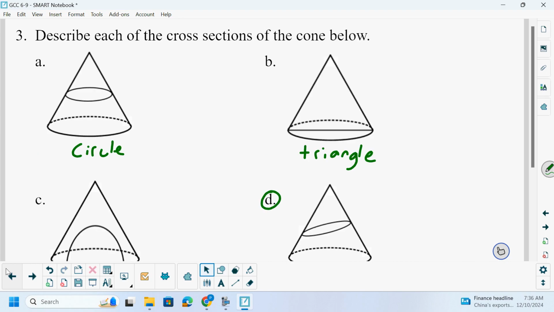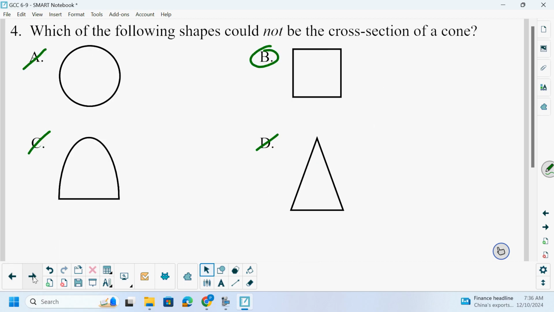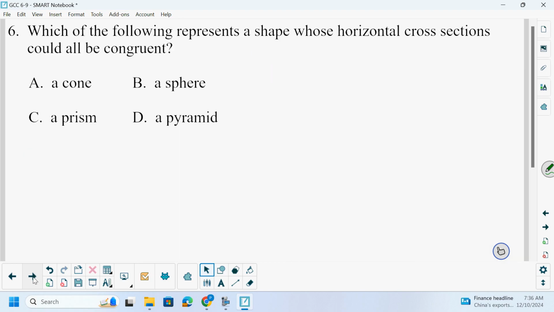Well, let's look in the top left. We saw a horizontal cross section is a circle. If we did lots of different horizontal cross sections, so maybe like another one would be here, notice those circles are not exactly identical. They're different sizes, so the cone would not work.